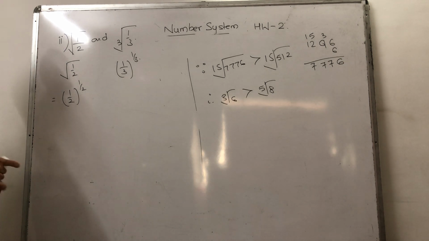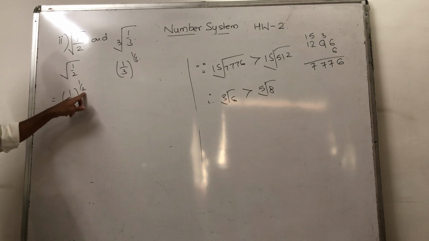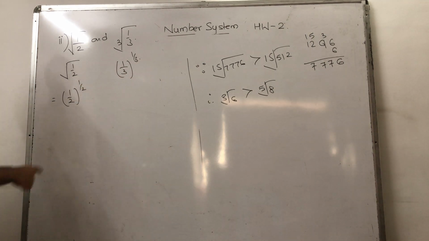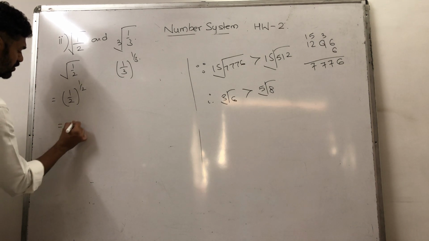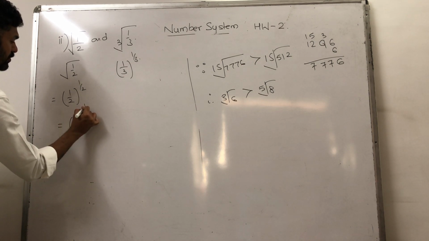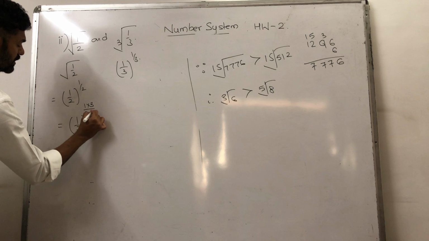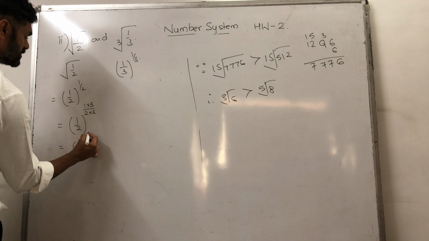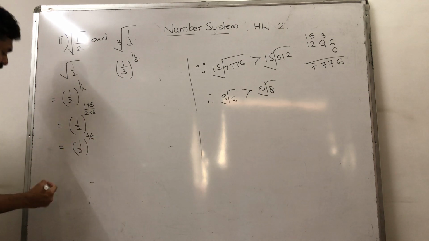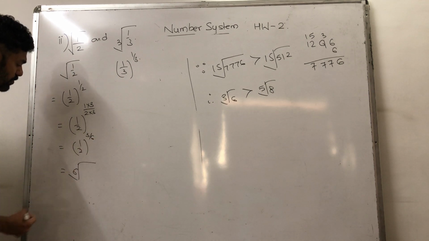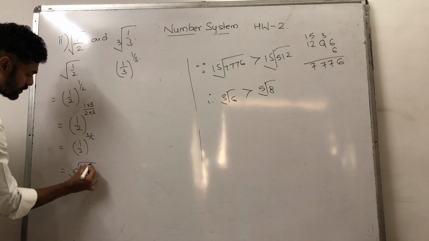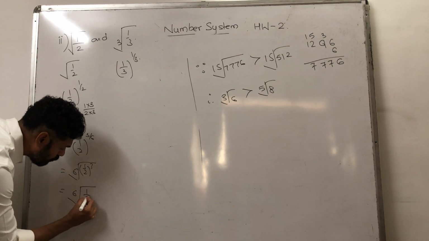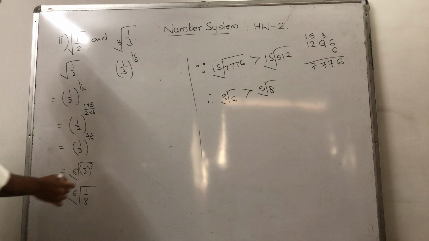You want to make the order same. This is a second order value and this is third order. The LCM of 2 and 3 is 6. To convert 2 to 6, you will multiply 3. We are multiplying 3 to the numerator and denominator. So this becomes 1 by 2 raised to 3 by 6, which can be written as 6th root of 1 by 2 cube. Now the cube of 1 by 2 is 1 by 8.